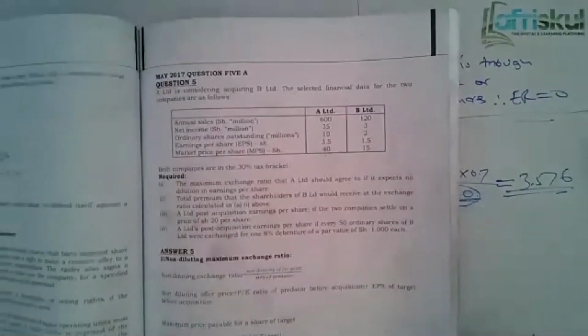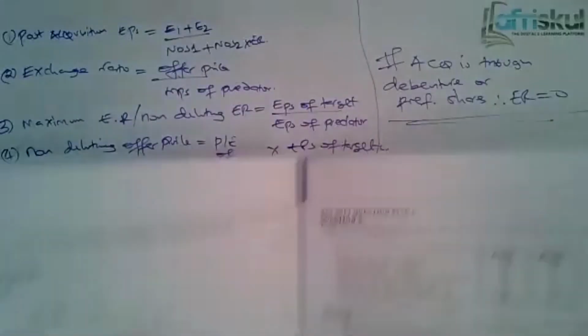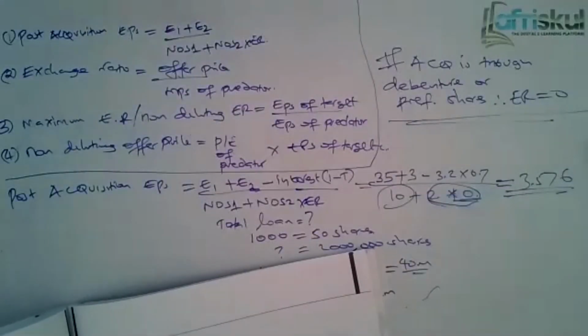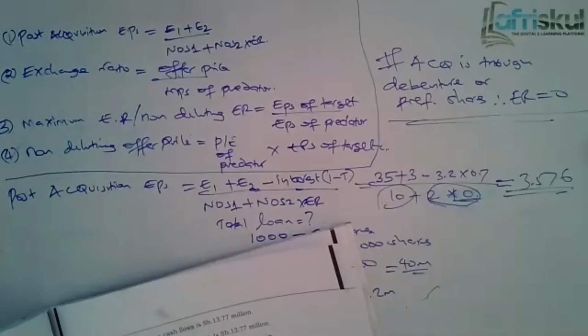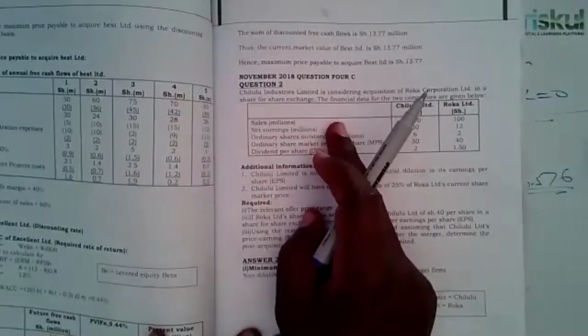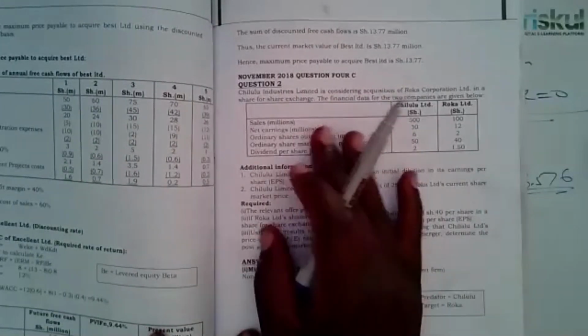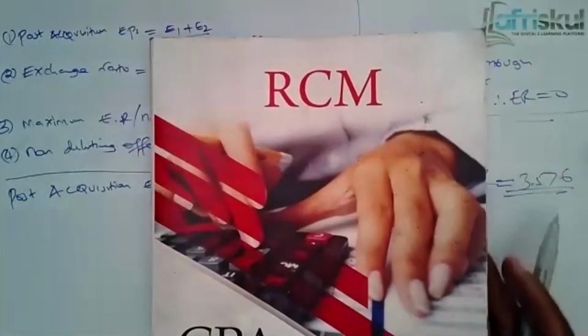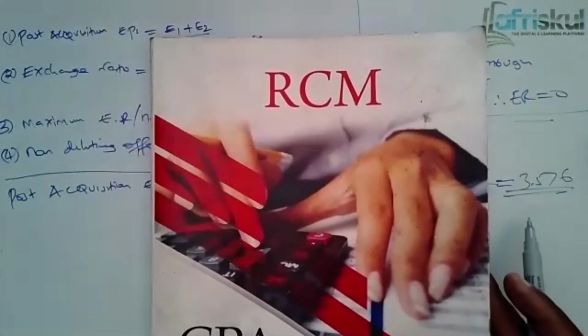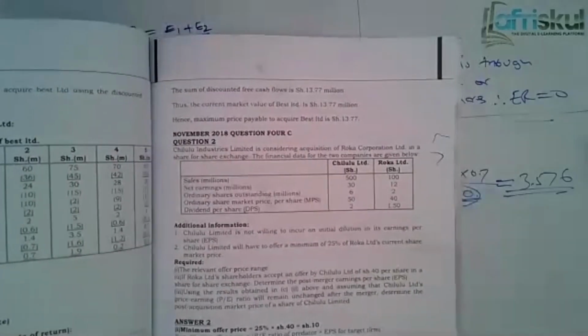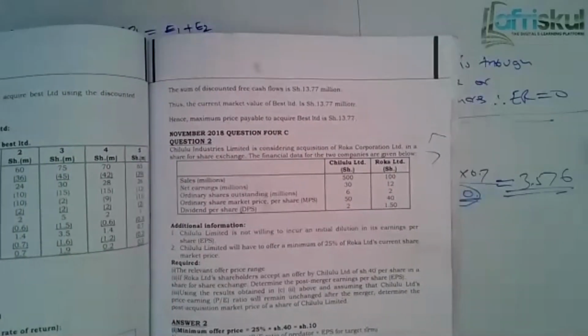If you allow me, I would want to take you through another one here of November 2018, question number 4C. For those of you who have already bought RCM's revision kits, RCM's books, you simply go to page number 125. You'll be able to get November 2018, question number 4C.